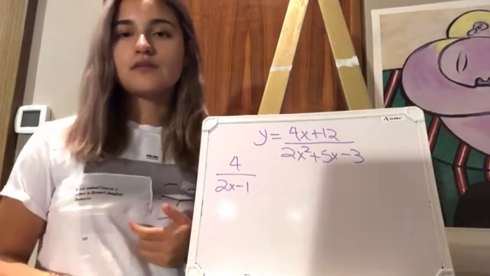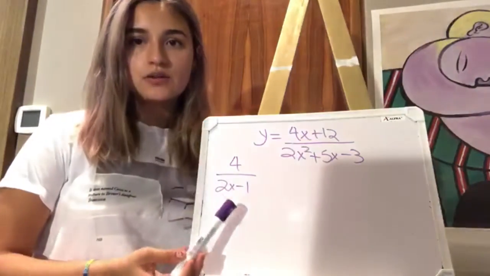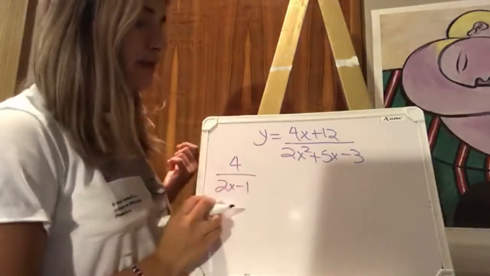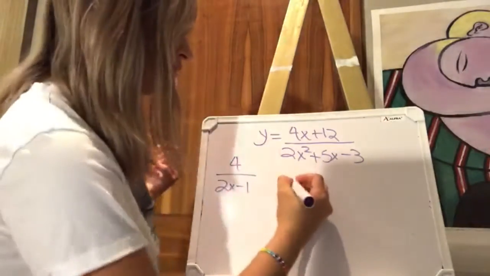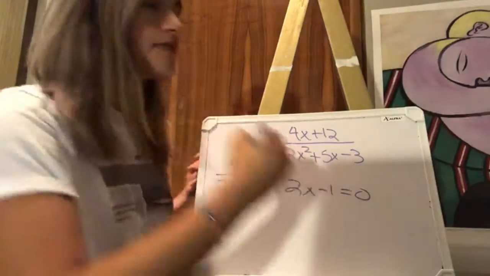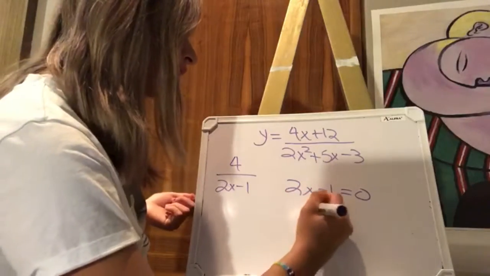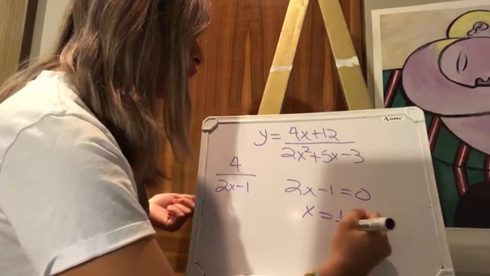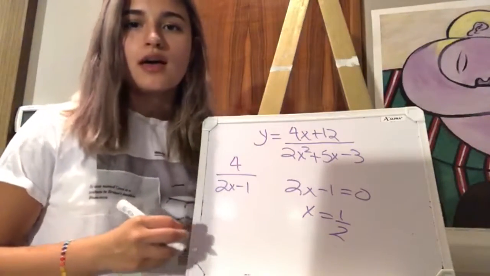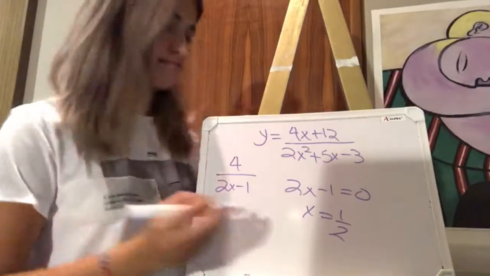So in order to actually find the vertical asymptote, we need to find the x values for which the denominator would be equal to 0. So we make the denominator equal to 0, which is 2x minus 1 equals 0, and from there we find x. In this case, we're going to have x equals 1 over 2. And that is going to be our vertical asymptote, which in the partial lab is found as answer letter A.